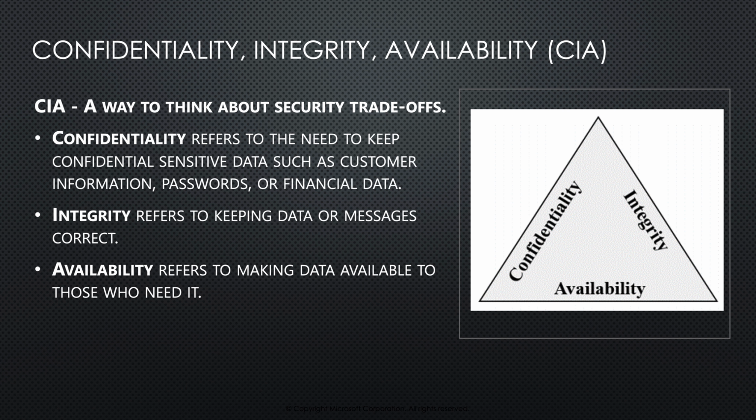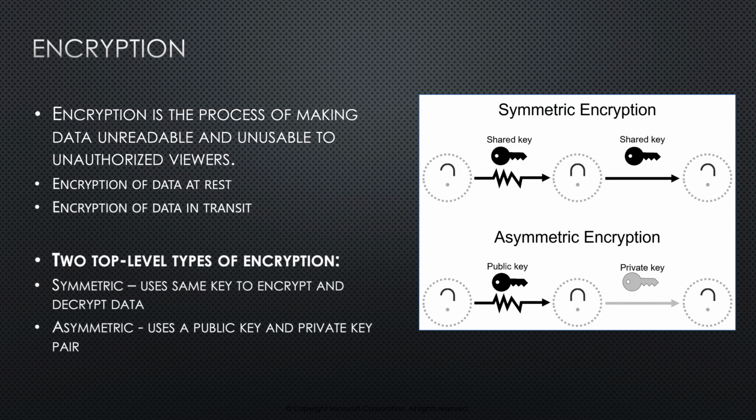Integrity refers to keeping data or messages correct so that you can prove that they haven't been tampered with. And also, of course, availability, making sure that the data is there when people need access to it. So confidentiality, integrity, and availability are three very important concepts. Encryption plays an equally important role in all of this.